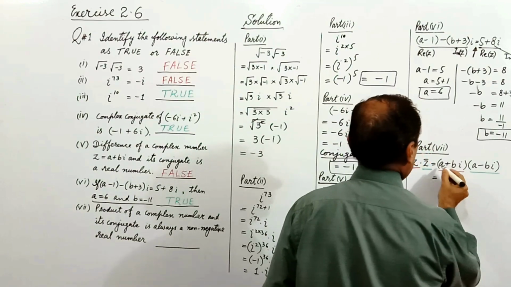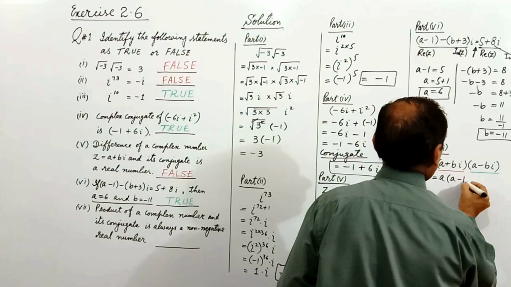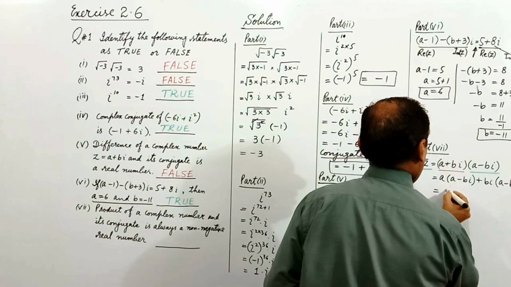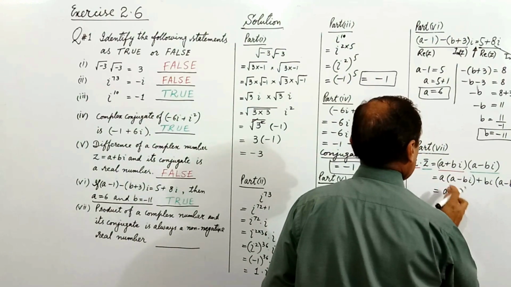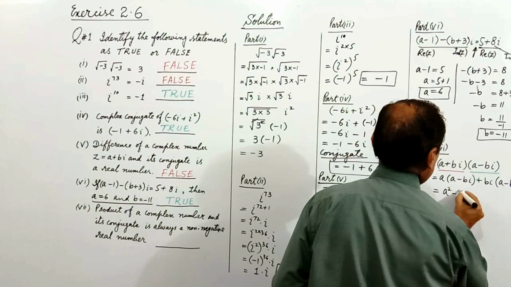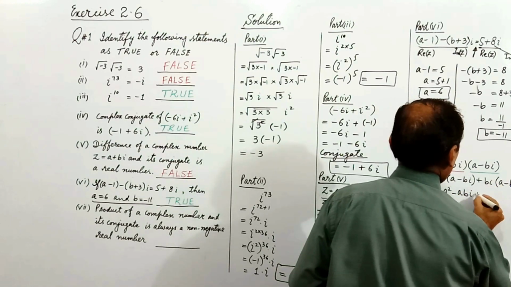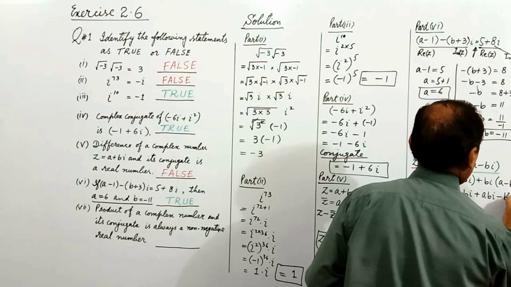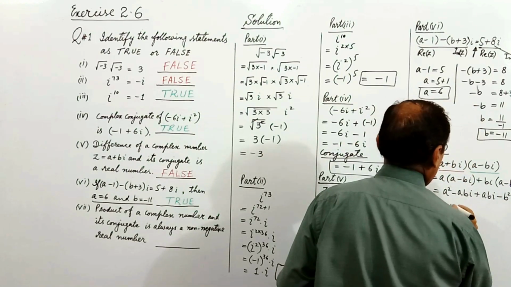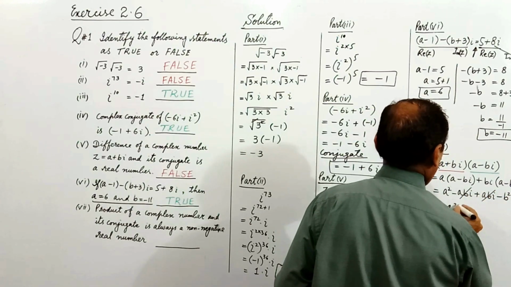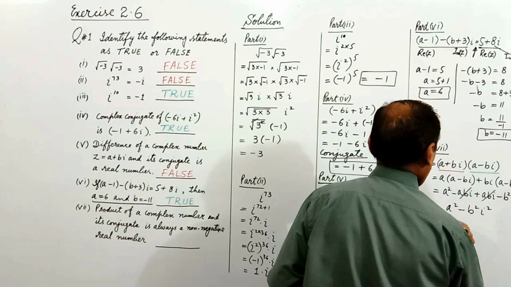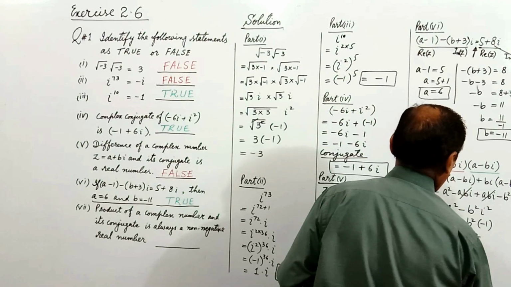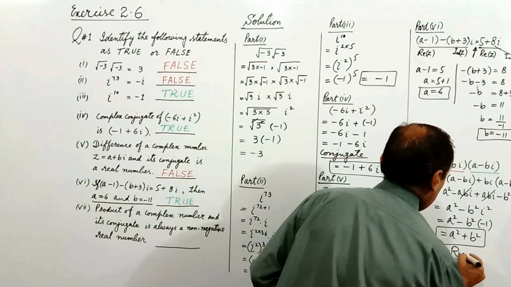The simple evaluation method is that first a is multiplied to the whole expression, a minus b iota. Then the second term plus b iota is also multiplied to a minus b iota. A into a is a square, a into minus b iota is minus ab iota, plus b iota into a is ab iota, plus b iota into minus b iota is minus b square iota square. We have like terms with different signs cancelled: a square minus b square iota square. We put the value of iota square, that is minus 1: a square plus b square, and that is definitely a real number.